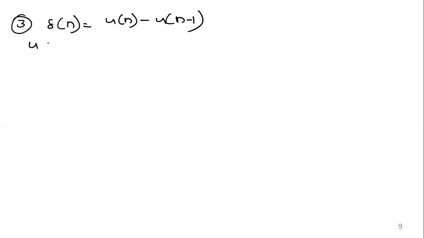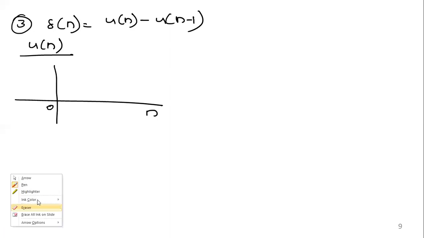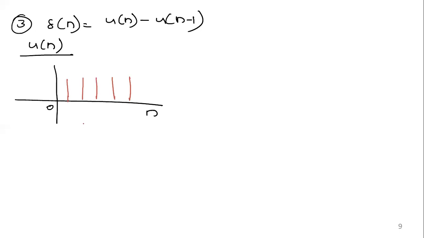So u of n, you know that it is a step function. It is defined only for n greater than or equal to 0. So this is 0 and this is u of n. How will u of n come? Like this. Let me take it up to 0, 1, 2, 3, 4, 5. We will take n up to 5.